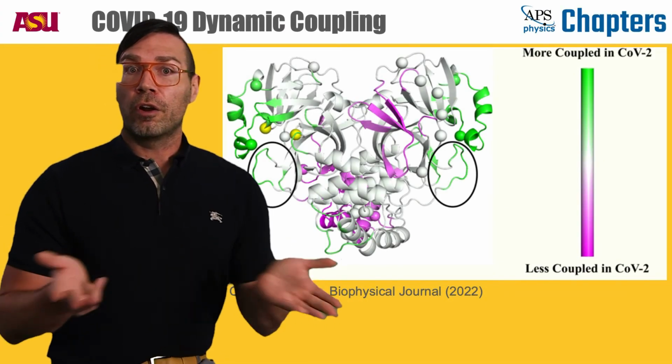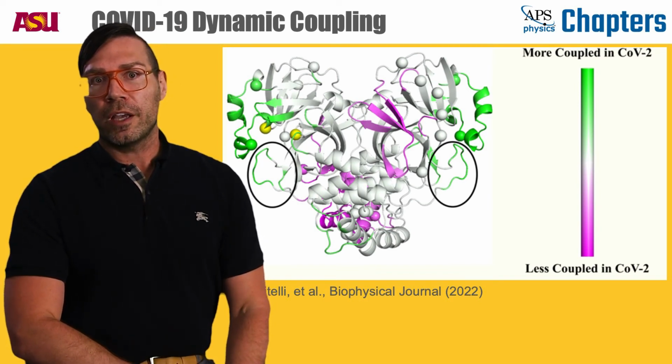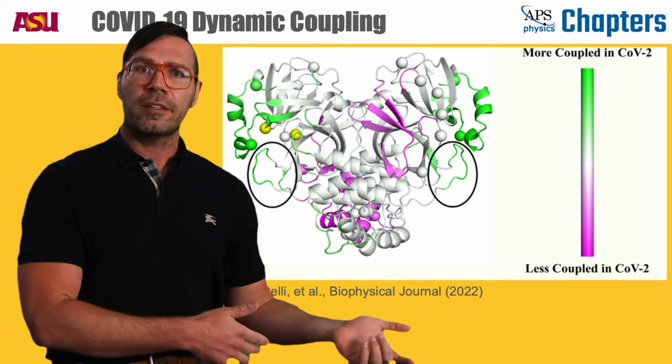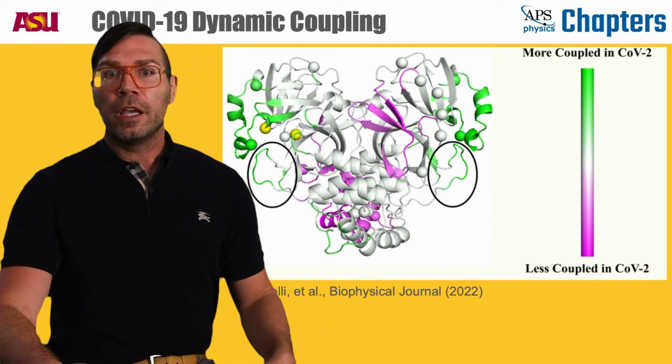So when the main protease is inhibited, the polyprotein cannot be divided into functional units, and thus renders the virus biologically and biophysically inert within a host cell. In an article recently accepted for publication, we have actually identified key regions of the main protease which exhibit either a reduced or enhanced coupling to the critically important active site amino acids, here marked in yellow, in COVID-2 as compared to COVID-1.